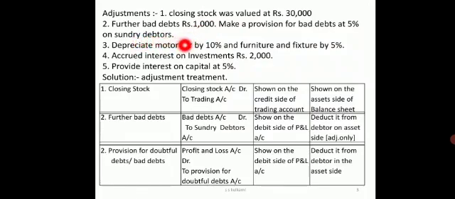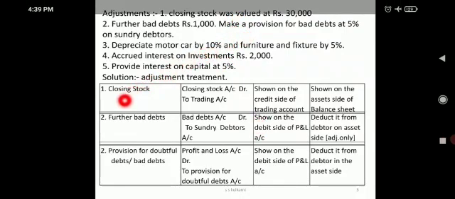Now depreciate motor car by 10% and furniture and fixtures by 5%. Accrued interest, that is outstanding interest on investment, is 2,000. Then interest on capital is provided at 5%. So first I will just tell you all how the treatment of these adjustments is made in profit and loss account or trading account and balance sheet.